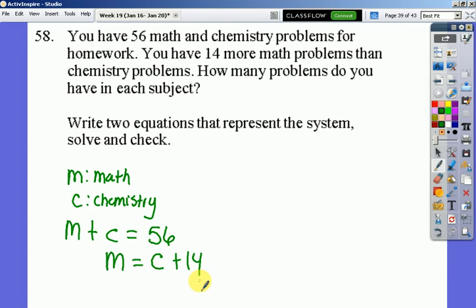So let's read that again. It says you have 14 more math problems than chemistry problems. I have a greater amount of math problems, so I can express that in terms of the other one. Whatever I have the greater amount of, that's what I can express in terms of the other one plus something else. Does that make sense? If I had more science problems, I could express science problems in terms of my math problems plus something, or my chemistry problems plus something. Does that make sense? Okay, so now that I have this, how can I solve it?